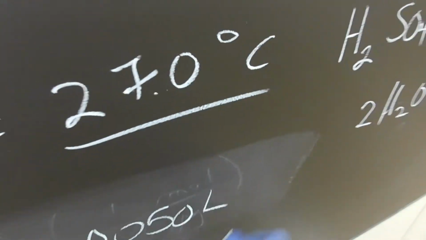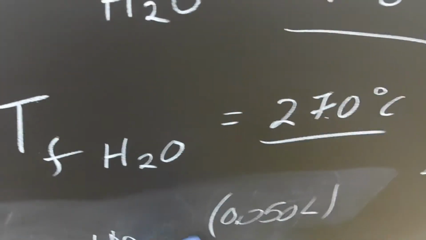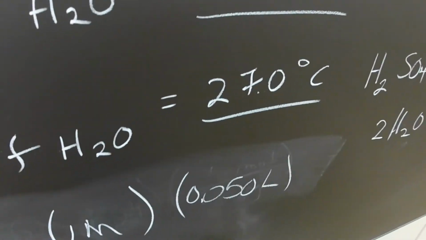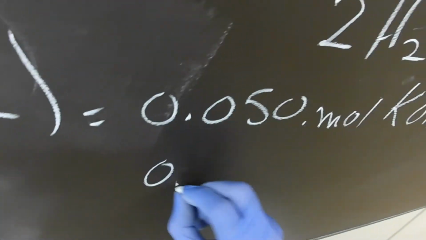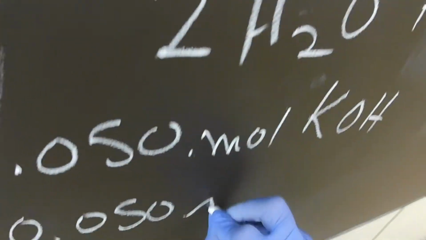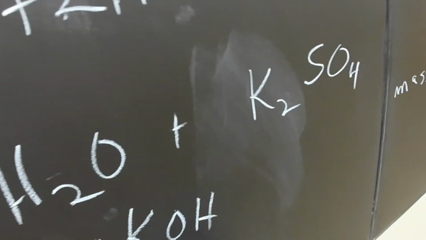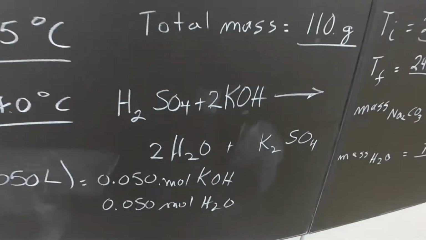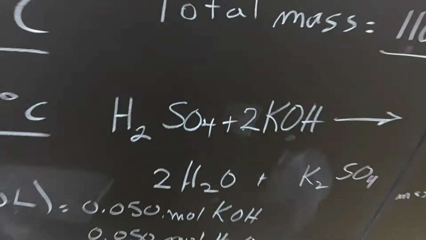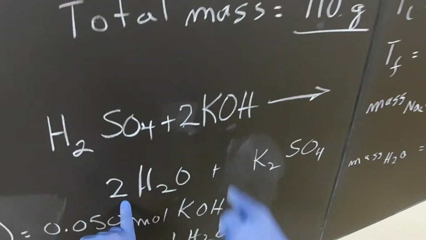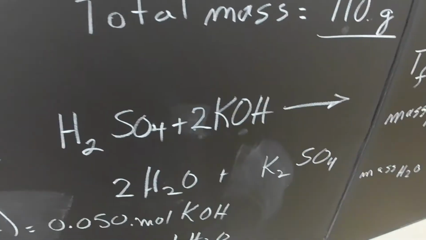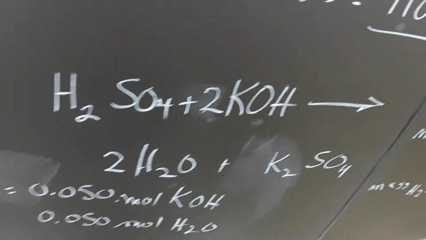0.050 liters. What was the concentration of KOH? 1 molar. 1 molar times 0.050 liters gives us the number of moles of KOH equals 0.050 moles of water. Okay, so now we know how many moles of water, because they're in a 1-to-1 ratio. So however many of this you have, you got the same amount of water.